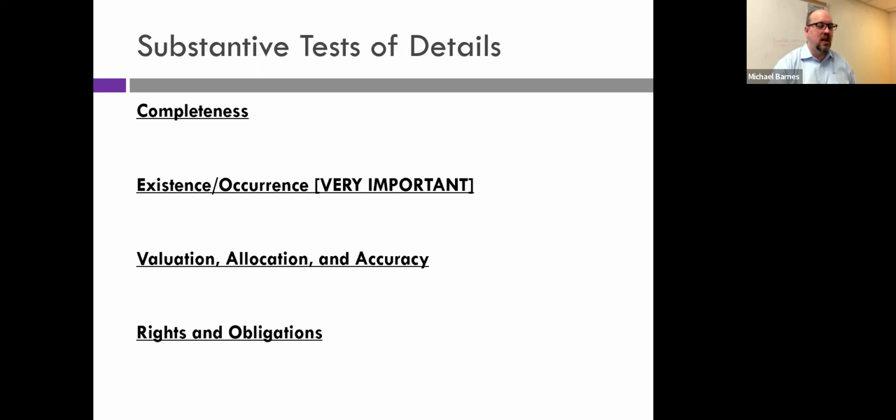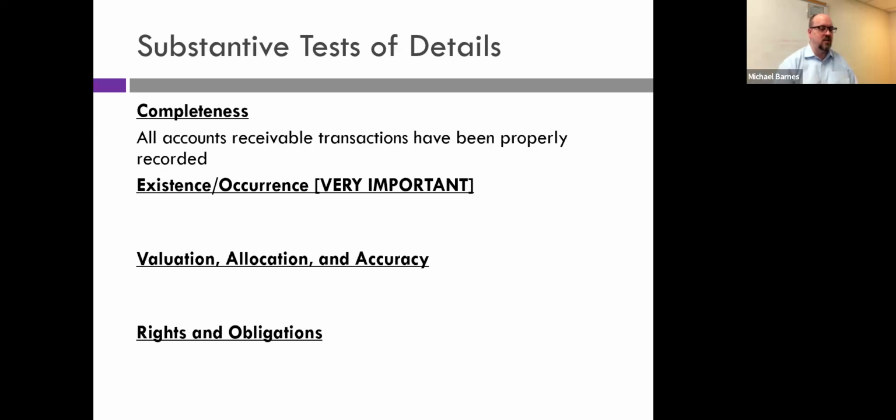So we're going to make sure that we test our accounts receivable. Completeness. All accounts receivable transactions have been properly recorded. Remember, completeness is a recording assertion. So we make sure that it's been recorded within the financial statements or recorded in the system.